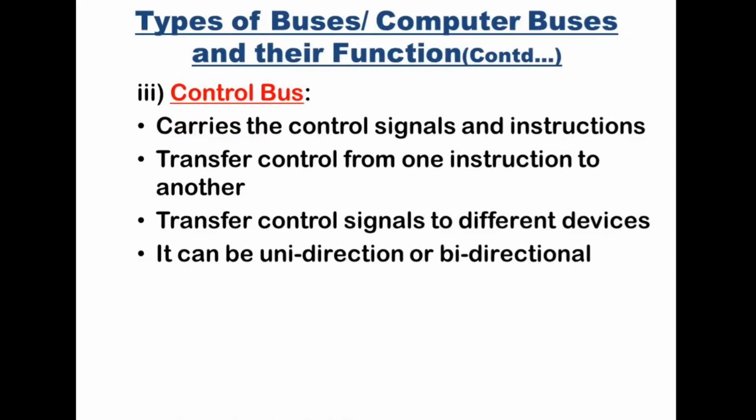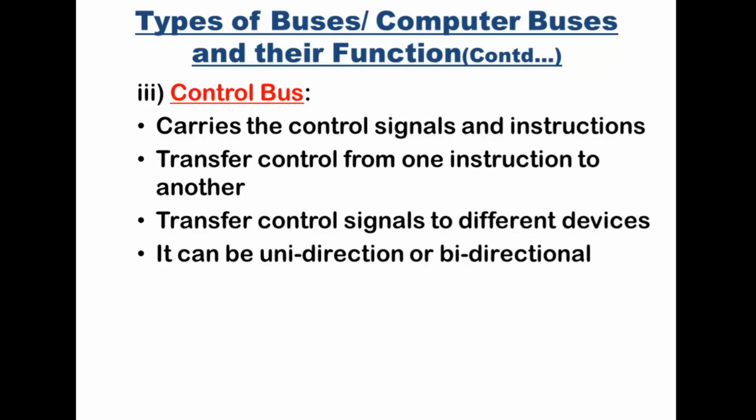The third type of bus is the control bus. The control bus carries the control signals and instructions. What are the control signals? Whenever you want to send data or instructions to any component inside the computer or to any device attached with the computer system, or even your mobile phone or tablet PC, you first transfer the control to that component and check its status. If it is ready, then you transfer the data or the instructions. So the control bus carries the control signal and instructions. The control bus transfers control from one instruction to another.